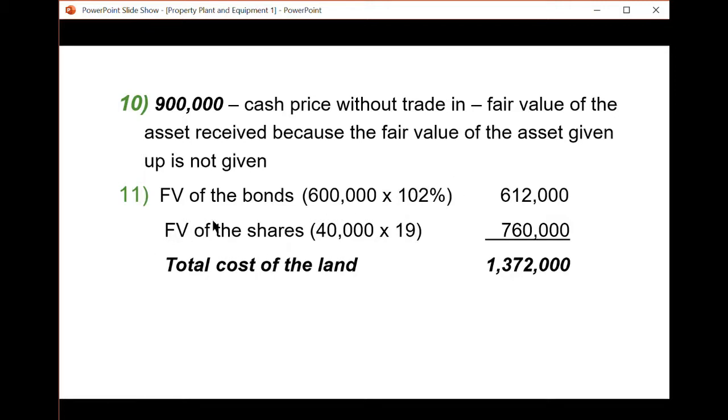You're correct with the fair value of the shares. So, 40,000 times 19, 760,000. So, the total is 1,372,000.